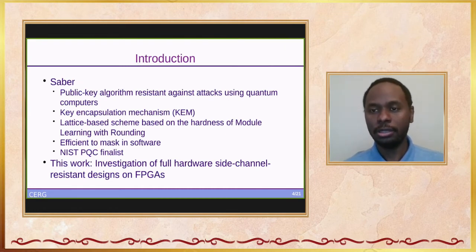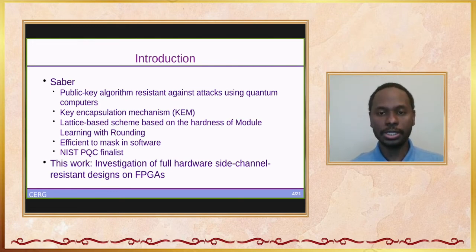So the development in quantum computing nowadays threatens all our public key infrastructure. Algorithms like RSA and ECC are all vulnerable to attacks from quantum computers. So Saber is one of the candidates that are believed to resist attacks from quantum and classical computers. It's basically a key encapsulation mechanism that you can use to exchange keys between communicating parties securely.